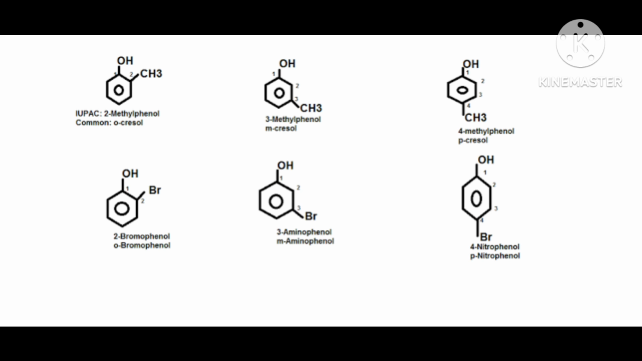What is the IUPAC name? Then it will be 2-methyl. The branch you have to write first. 2-methyl because it is attached to carbon number 2. After that, same way, propane, remove the E, add OL. Then 2-methylpropane. 2-methylpropan-1-ol, because OH is at the first carbon. Now the next example I am telling you.